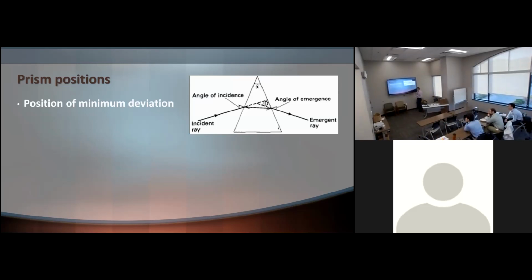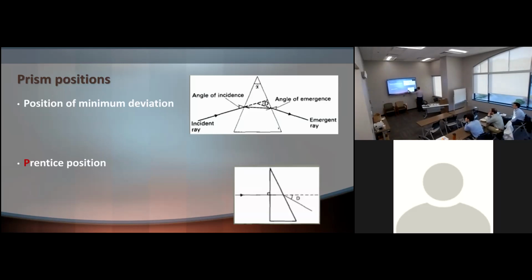Okay, so the position of minimum deviation basically is when the angle of incidence is equal to the angle of emergence. And this depends on how you hold the prism and how the light hits the surface and reflects and exits from the prism. Okay, so angle of incidence equals the angle of emergence. This is the position of minimum deviation, and then we have the Prentice position. Prentice position means that when the light hits one of the surfaces of the prism at 90 degrees, there will be no bend. The light will exit the first surface in a straight line, and will bend only at the exit surface of the prism. Okay, so this is called the Prentice position.